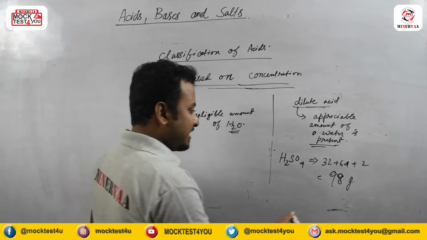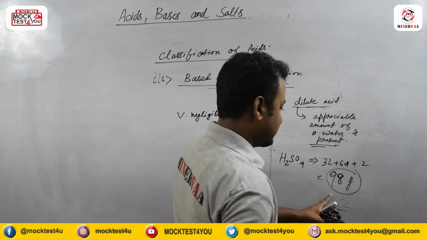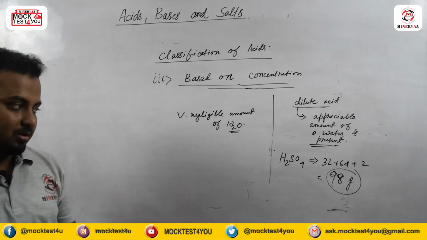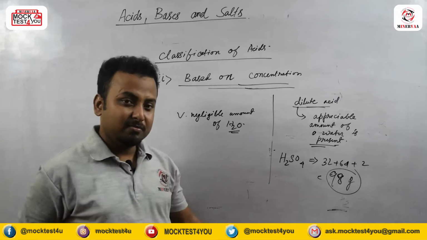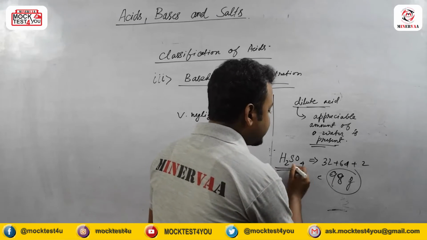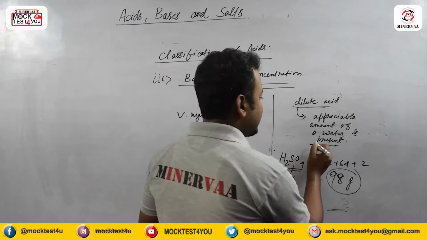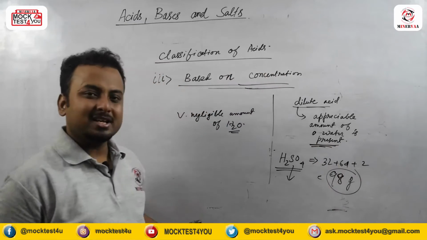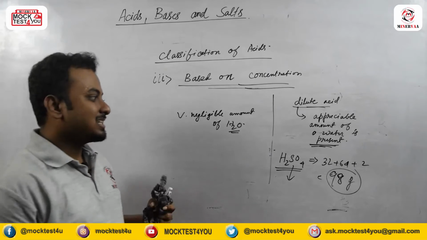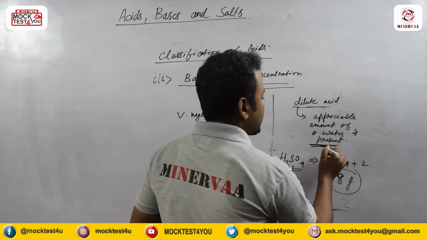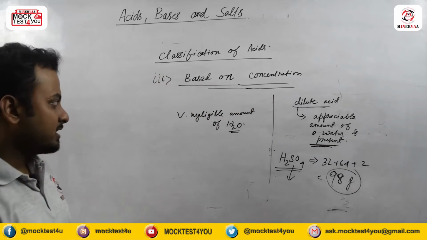So if we add water above this 98 gram, that condition will be called a diluted condition. So that will be a diluted acid. It means when water is present in a large amount in an acid, the acid gets diluted. So we call it a dilute acid, right?